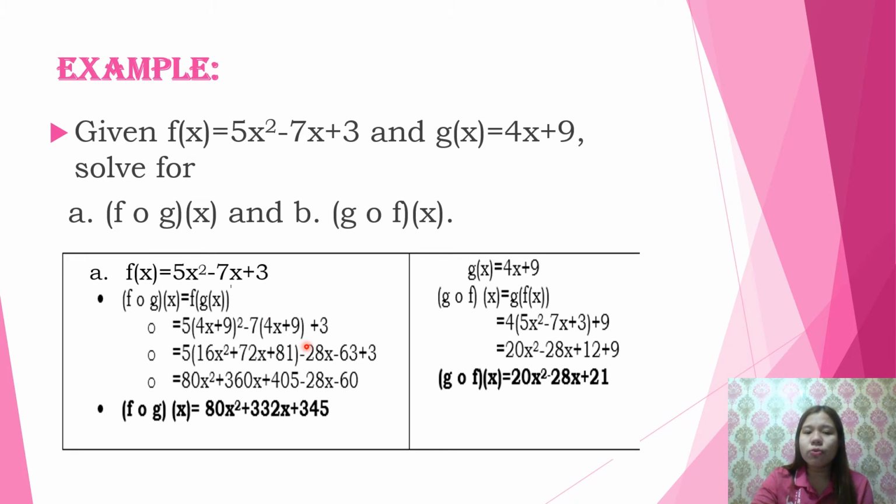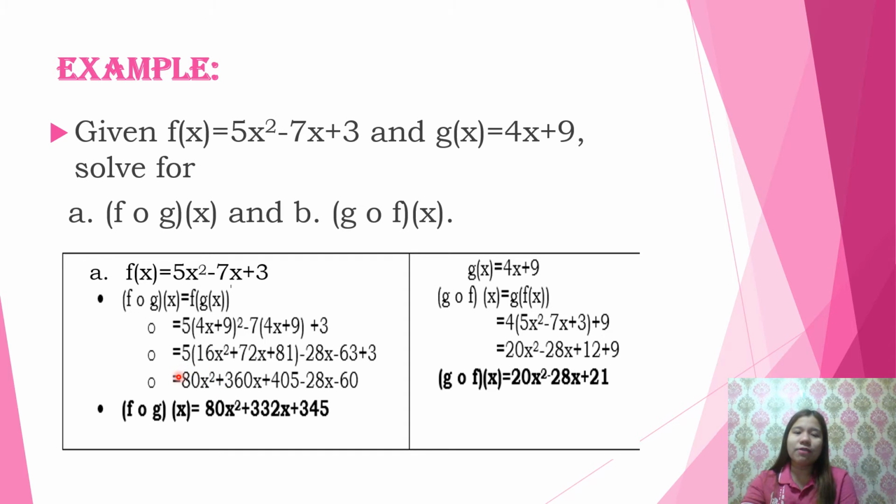Now, first we have to multiply 4x plus 9 by itself kasi naka-square siya. So it is 4x plus 9 times 4x plus 9. The answer is 16x squared plus 72x plus 81. And then we have here, negative 7 times 4x is negative 28x. Negative 7 times 9 is negative 63. And then copy 3. Hindi pa tapos yan.